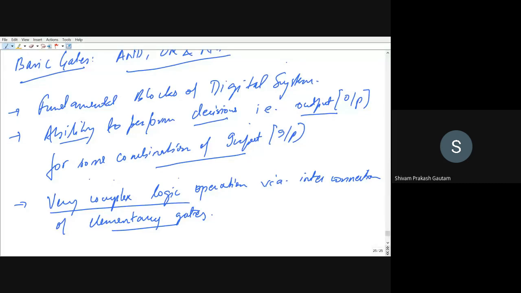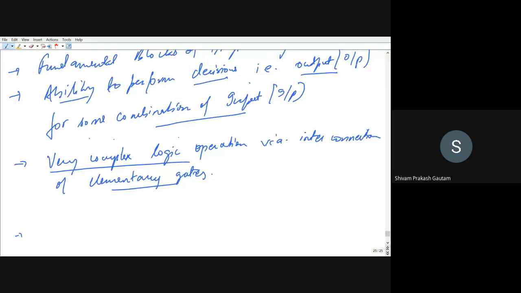So it is capable of performing very complex logical operations via interconnections of elementary gates, right? Right now we are not dealing with the software part, we are dealing with the hardware part, how the computer performs certain actions. You write some code and it performs some action. So it is basically through these logic gates only, right?